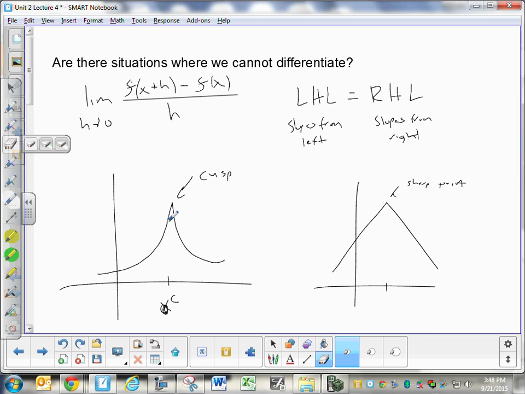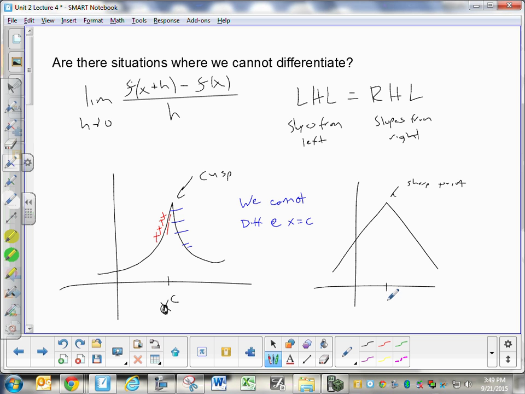So you can see here at this cusp, the slopes from the left are all positive and getting more and more positive. But the slopes from the right are negative, and they're getting larger and larger negative. So we are approaching two different values right at this cusp. Thus, we cannot differentiate at x equals c. Same here, and it's just at c. I can take a derivative anywhere here. It's just at this cusp.